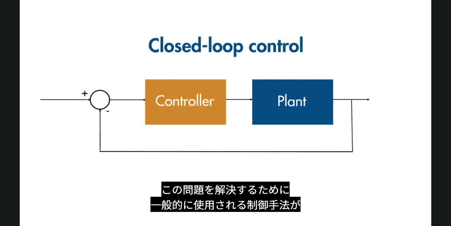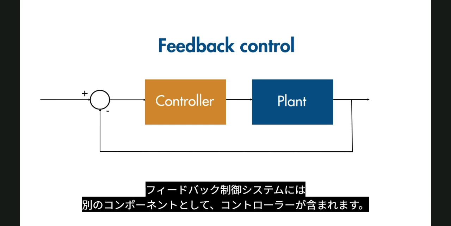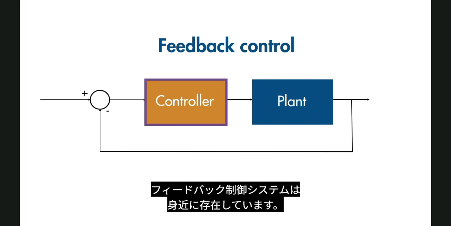To resolve the issue, a commonly used control strategy is closed-loop control, which is also called feedback control. A feedback control system includes another component, the controller. Chances are you've interacted with a feedback control system even if you didn't know it. Let's look at an example.